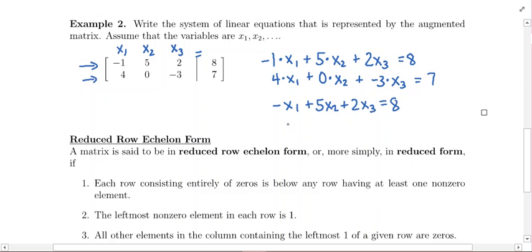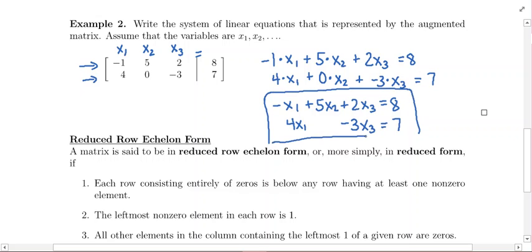And then the second equation will be 4x1. 0 times x2 is going to be 0. Anything times 0 is 0, so we can omit the x2. You don't have to put that. It'll be missing. And then you'll have minus 3x3 is equal to 7. So here is the system of equations that it translated to.